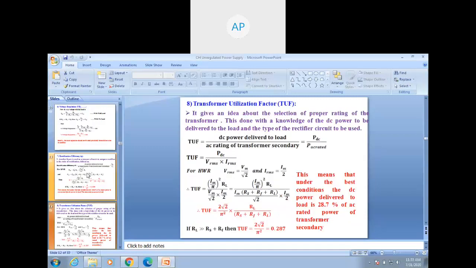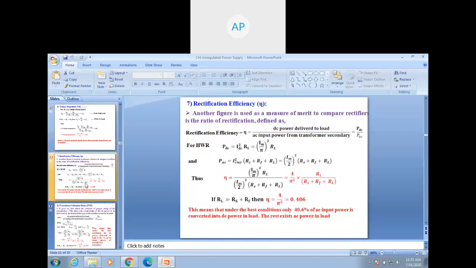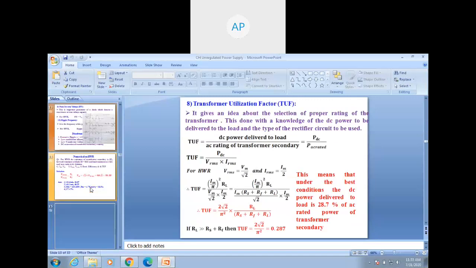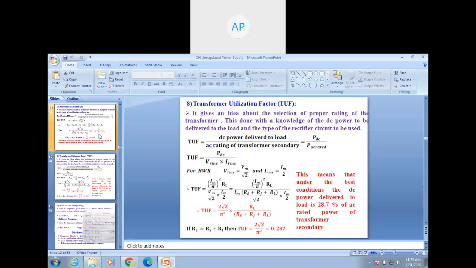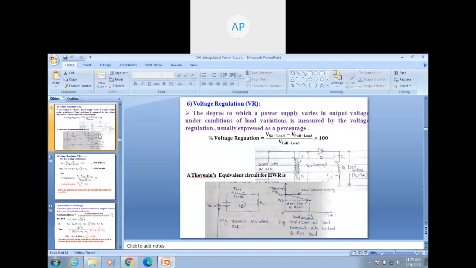Last time we started the analysis of a half-wave rectifier. Now we'll go for this half-wave rectifier. We have seen, okay, last time we came up to this point.